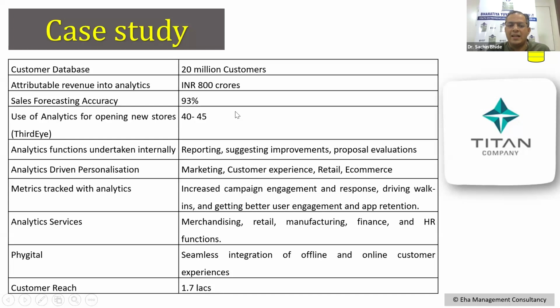Metrics tracked with analytics. There are numerous metrics or numbers being tracked. For example, increased campaign engagement and response. A campaign is, say, right now the Navratri festival is happening, so let's say they are running a campaign of doing some mehendi in store on weekends. If this is a campaign, they need to communicate it and identify the response. Such campaigns help in driving walk-ins, but they can also track all that digitally thanks to the business analytics platform that they are using.